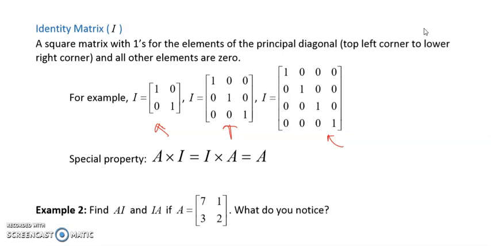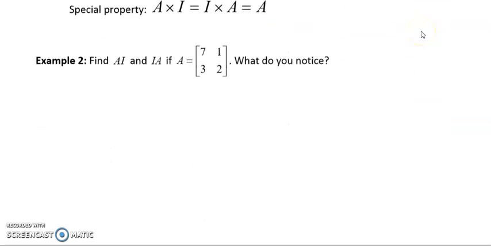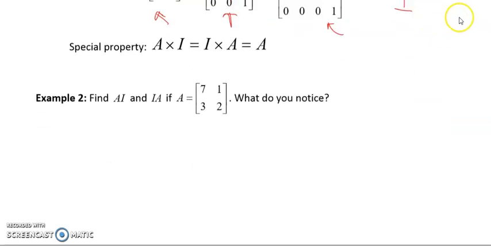And we said that the identity matrix acts like the number 1 in the real numbers. It acts like the number 1. If you take any real number and multiply it by 1, of course you get back the real number that you started with. And that's why 1 is called the multiplicative identity with regards to the real numbers.